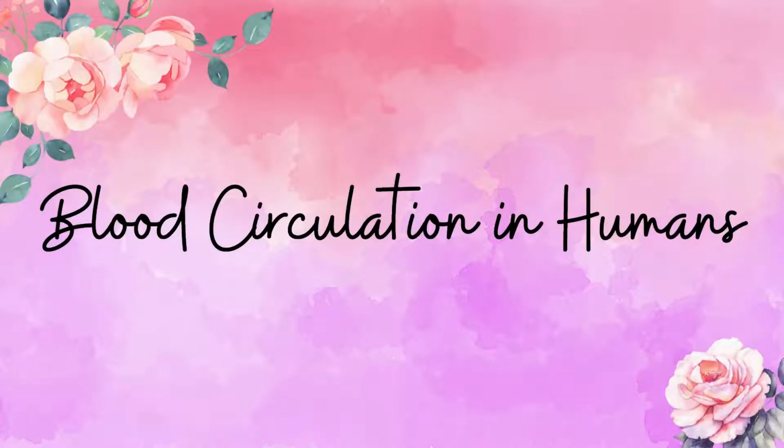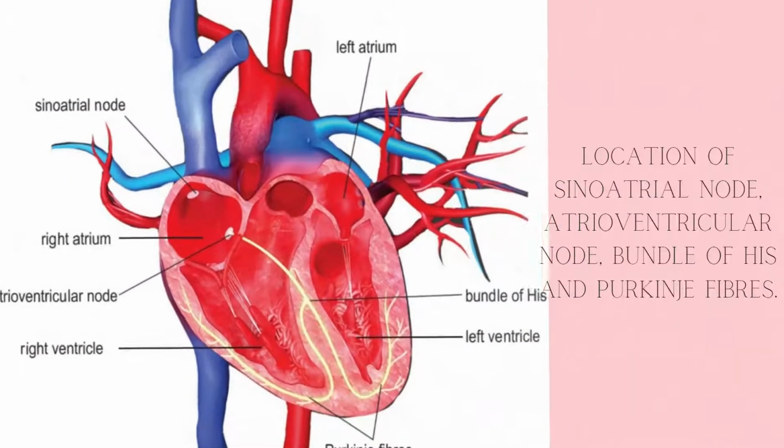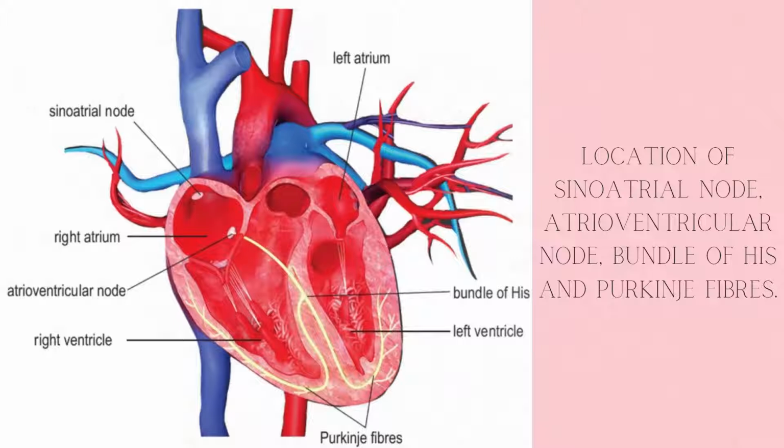Now let us take a look at the blood circulation in humans. As you can see in the picture, this is the longitudinal section of the heart focusing at the location of the sinoatrial node, atrioventricular node, bundle of His, and Purkinje fibers. As you know, blood is circulated throughout the human body by the pumping of the heart and contraction of the skeletal muscles. Moving on, let us look at the location of these individual parts.